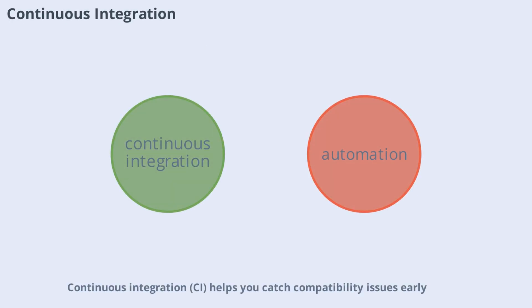Continuous integration, CI, helps you catch compatibility issues early. By running automated tests on every code change, you can spot problems before they reach your users. CI also makes it easier to support multiple app versions and Android releases.